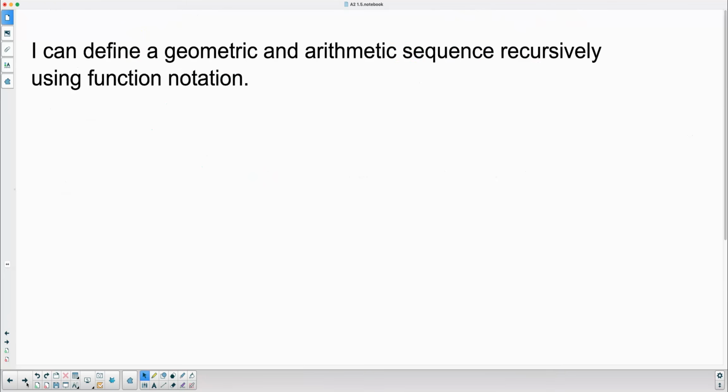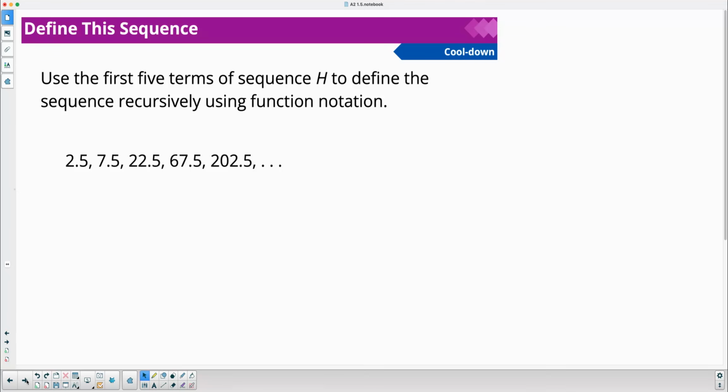So goal, I can identify a geometric and arithmetic sequence recursively using function notation. I think so. You got to make sure you give the first term, which I forgot to do actually, but I remembered before the end of it. And then you got to give the pattern, what you do to the previous term.